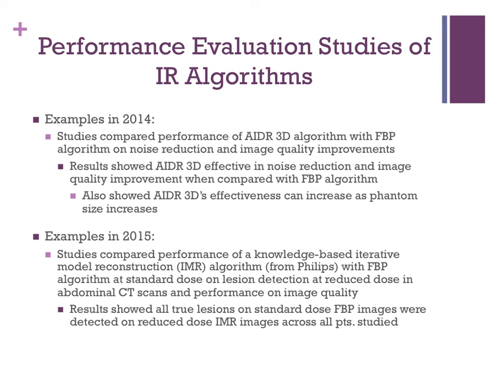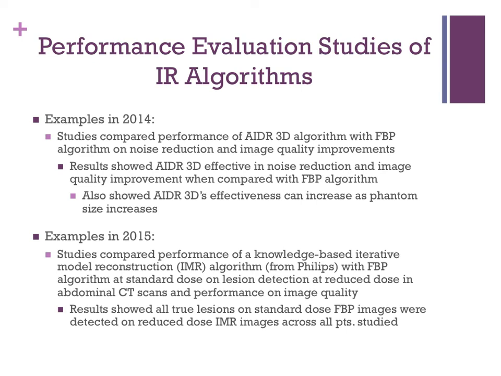Continuing on, in 2014, there were studies done that compared the performance of the AIDR 3D algorithm with the FBP algorithm regarding noise reduction and image quality improvements. The results showed that the AIDR 3D was effective in noise reduction and image quality improvement when compared with the filtered back projection algorithm. This also showed that the AIDR 3D had high effectiveness, and it can increase as the phantom size increases, meaning the patient size as well.